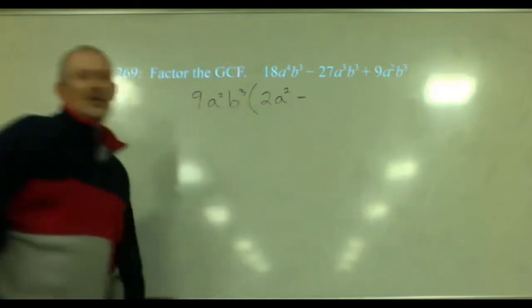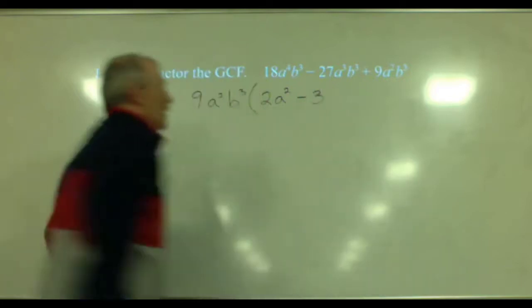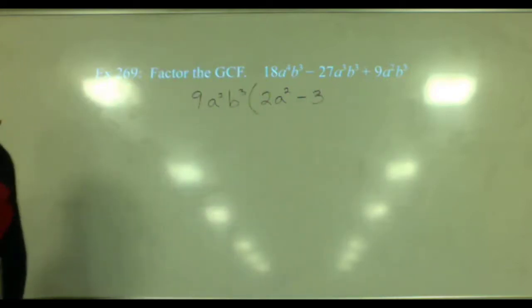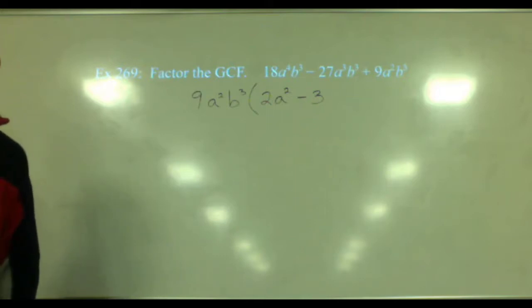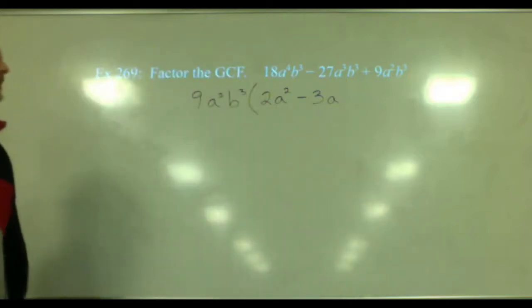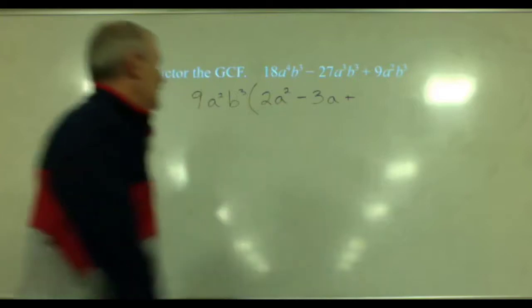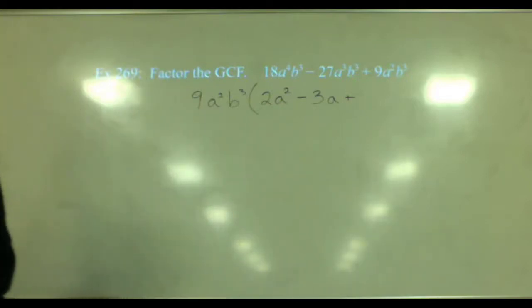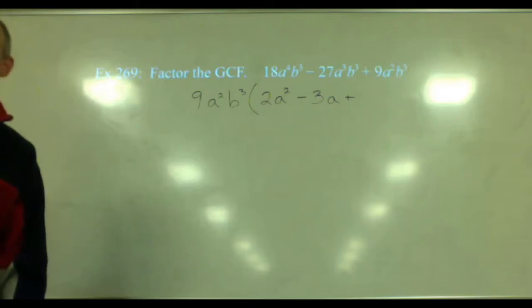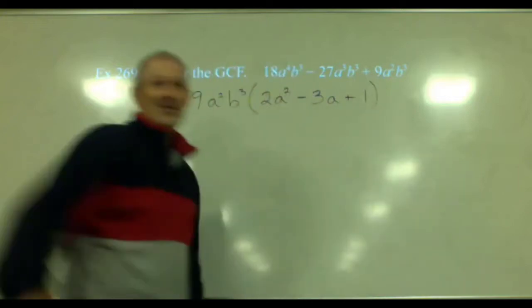Okay, minus. We look at the number again. The 27 divided by the 9, a 3. a cubed, and we're dividing out a squared. 1a, a to the first power. And b cubed, we're dividing out a b cubed. Just a number 1. So again, the 1 doesn't change anything. Plus. All right. 9 divided by 9, 1. a squared divided by a squared, 1. b cubed divided by b cubed, 1. So this time we do have to put the 1 there because that's all that's there.